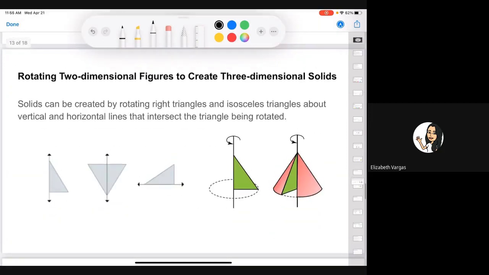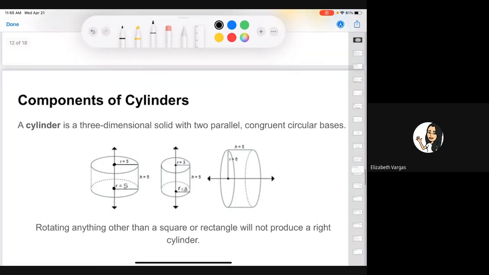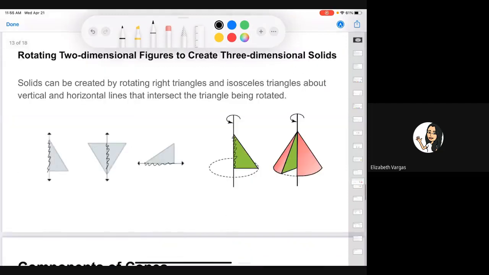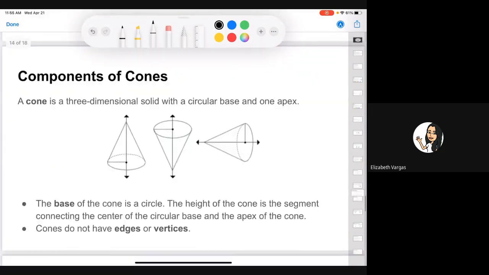Now, how do we create a cone? Well, solids can be created by rotating right triangles and isosceles triangles about a vertical and horizontal line that intersects the triangle being rotated. So if I took this triangle and I were to rotate it around, what it would create is my cone. And it can rotate about any point. So I can rotate it about this point, I can rotate it about this point, or I can rotate it about this point. Whenever I rotate a triangle, it's going to create a cone. So whenever I rotate a square or rectangle, it's going to create a cylinder. Whenever I rotate a triangle, it's going to create a cone.